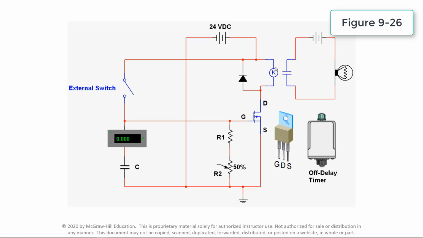Increasing the resistance will slow the rate of discharge and increase the timing period. Decreasing the resistance will have the opposite effect.